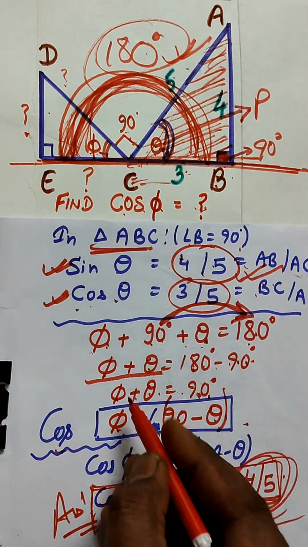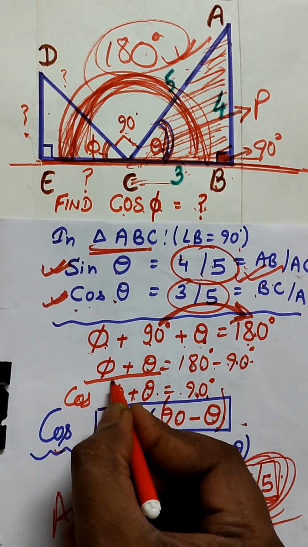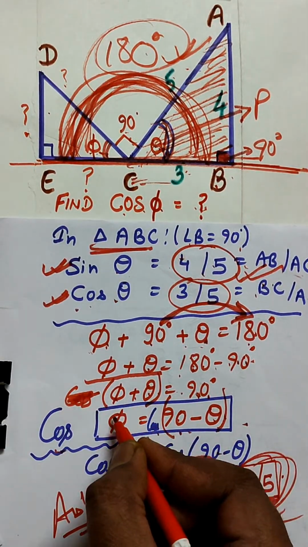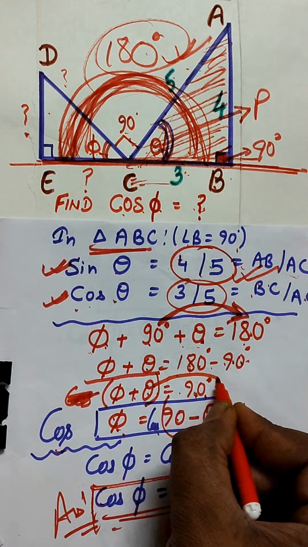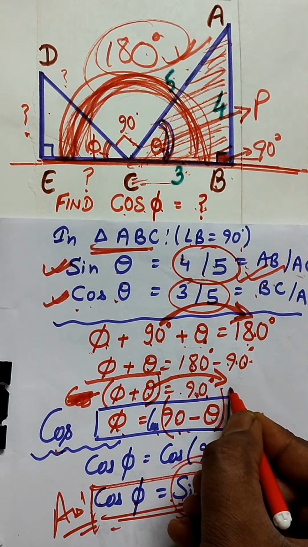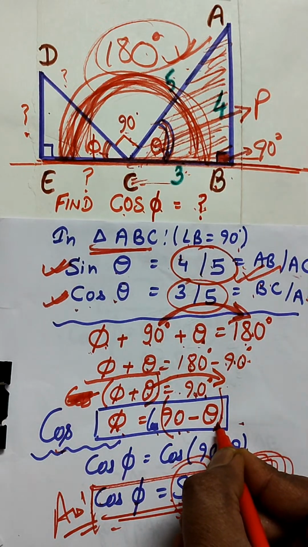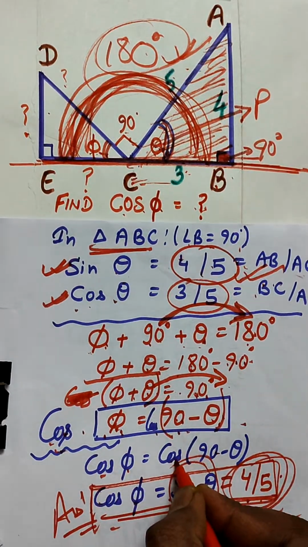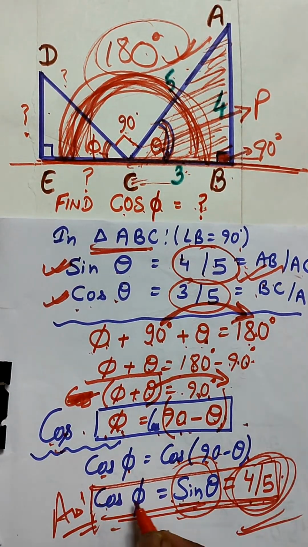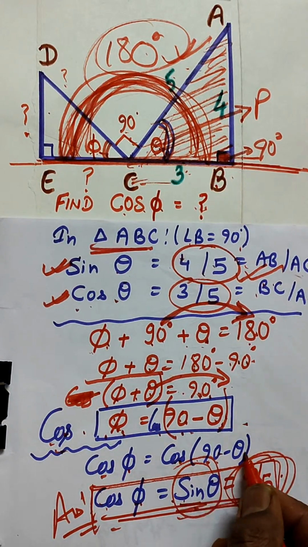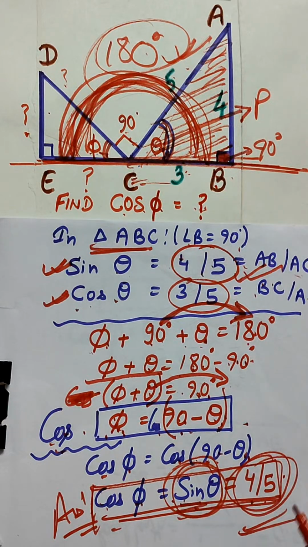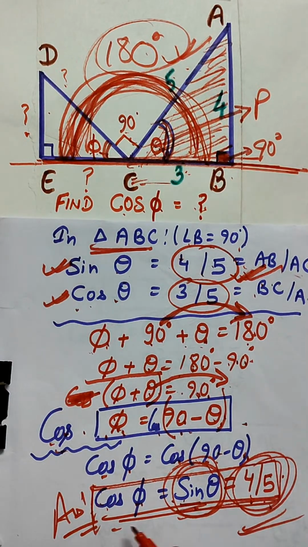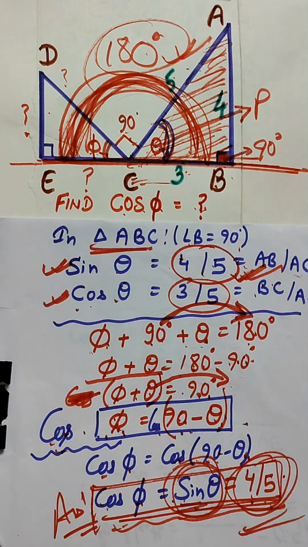Here you can say phi can be written as 90 minus theta, because theta will be going to the RHS. Now in this step, apply cos on both sides. Then cos of phi will be equal to cos of 90 minus theta, which is equal to sine theta. And you know the value of sine theta, we have already calculated, that's 4 by 5. So in this way we have calculated the value of cos phi, which is equal to 4 by 5.